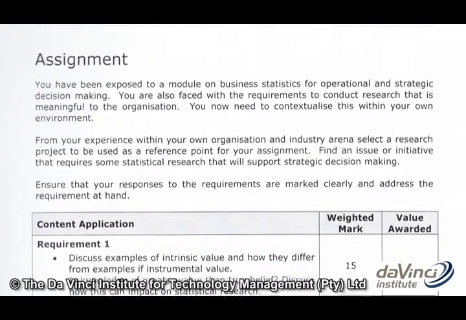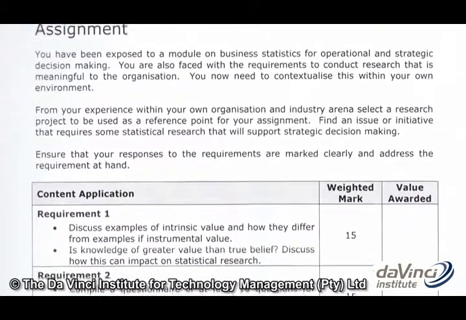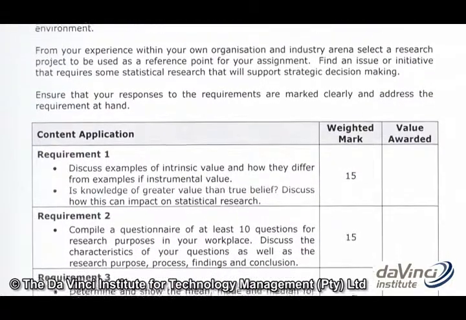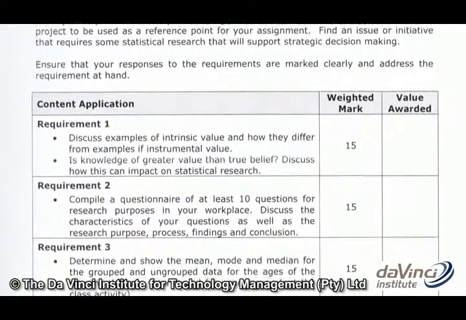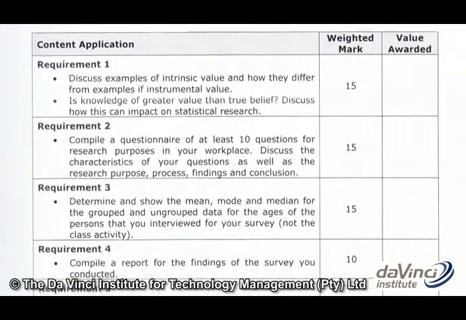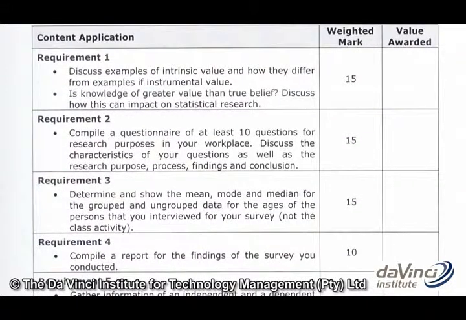Can I ask Nontombi, won't you read for us, please, requirement 1? Right, of instrumental value. Okay, sorry, a spelling mistake there. So discuss examples. So what are they talking about? You have to give examples and you have to discuss. Remember, we spoke about action verbs. So what is discuss about? Who can remind me? Emmanuel? Discuss. What do you think you are expected to do with that action verb?